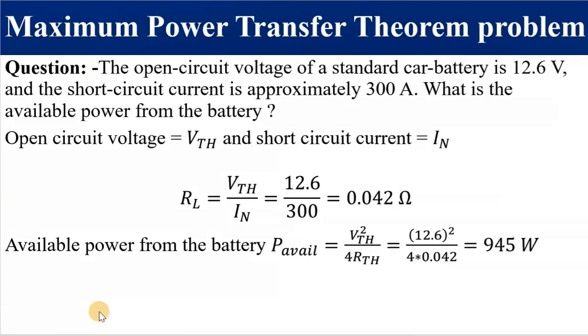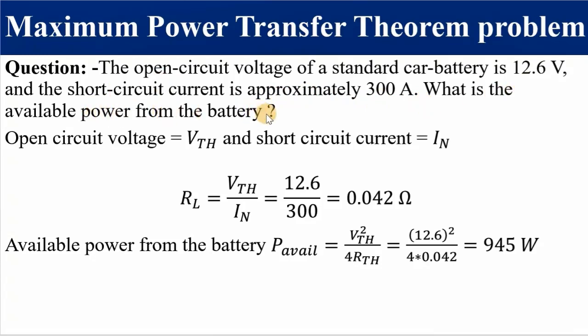Another work problem for you on maximum power transfer theory, and the question goes: the open circuit voltage of a standard car battery is 4.6 volts, and we know that V-Thevenin is open circuit voltage. So this is our V-Thevenin. And the second part goes: the short circuit current is approximately 300 amps. What is the power available from the battery?